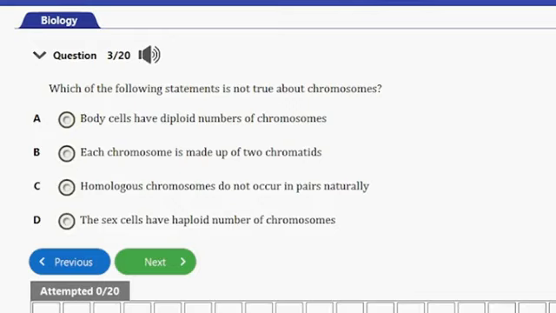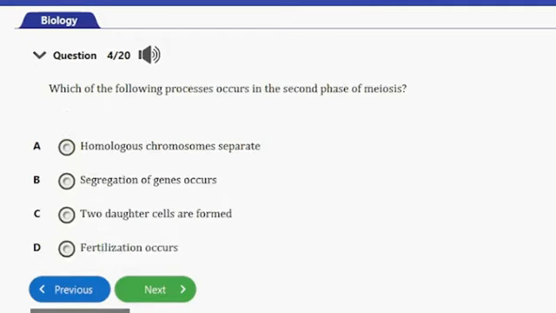The one that is not true about chromosomes is option C, which says homologous chromosomes do not occur in pairs naturally. Actually, homologous chromosomes occur in pairs naturally in diploid organisms, and so this is the answer to this question. Let's consider the next question.